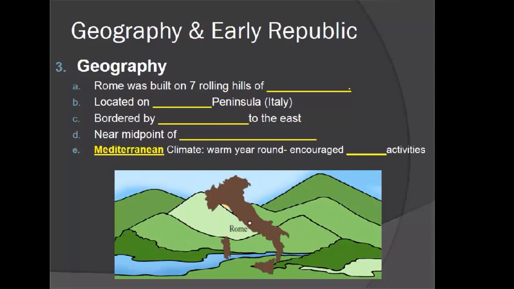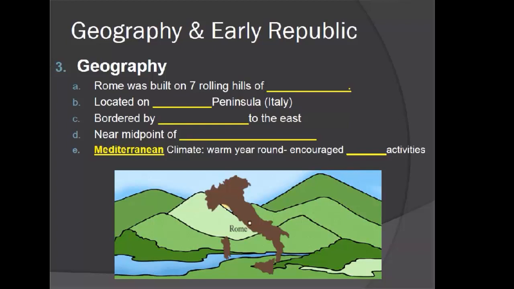Moving on to the geography. Rome was built on the 7 rolling hills of the Tiber River. Agriculture is possible, obviously not as good as if it was flat land, but as time went on, Rome tended to rely mostly on trade and not so much agriculture around the city. They would have some farming outside of the city, but the majority of it was eventually done with trade as time went on.